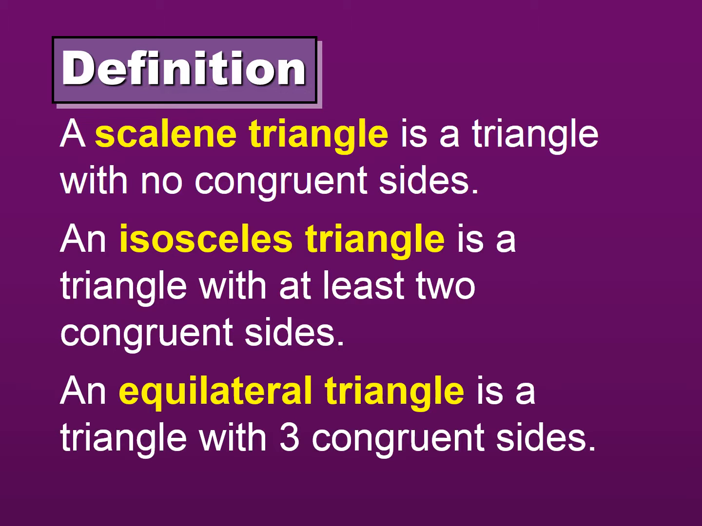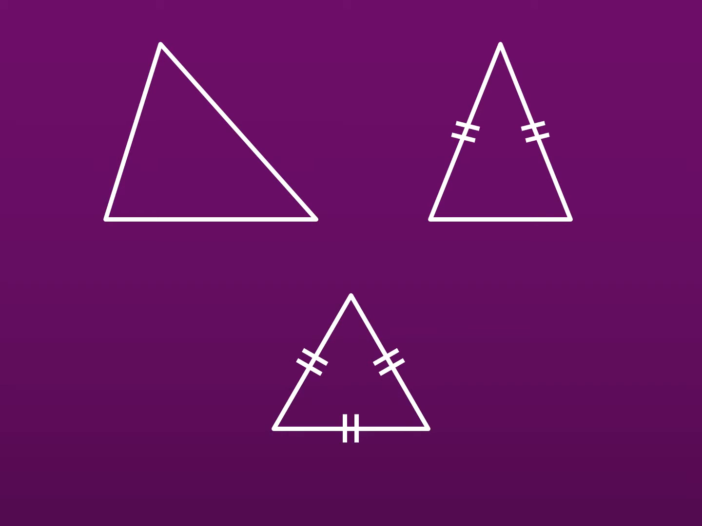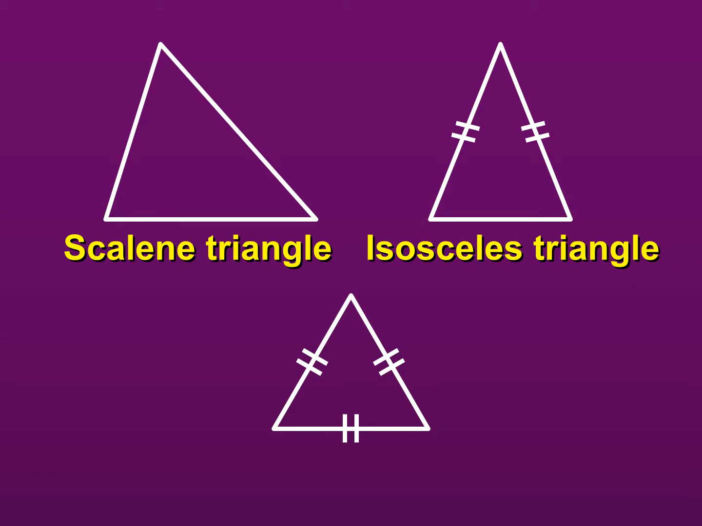It's important to note that an equilateral triangle has three congruent sides. We also have something called equiangular, which is when all three angles are the same. So here's our scalene triangle, and as you can see, none of the sides are congruent. Here's an isosceles triangle. It has two sides congruent. Notice the little tick marks on the two sides that are congruent. And then at the bottom we have our equilateral triangle, and all three sides are marked as congruent.